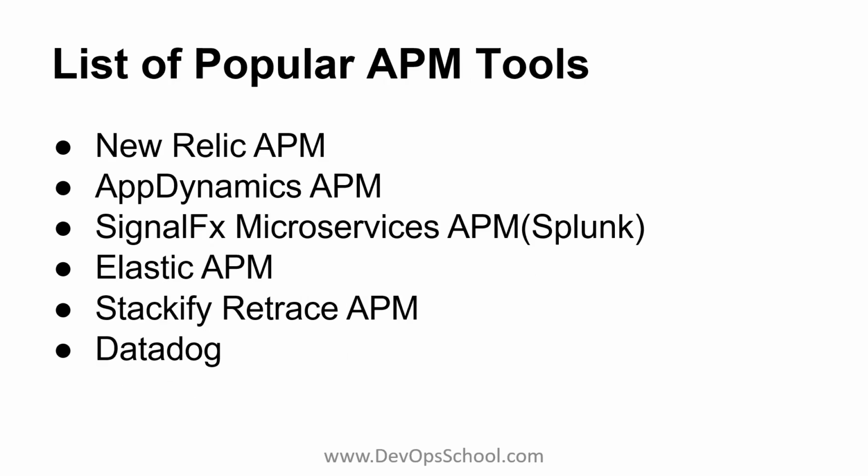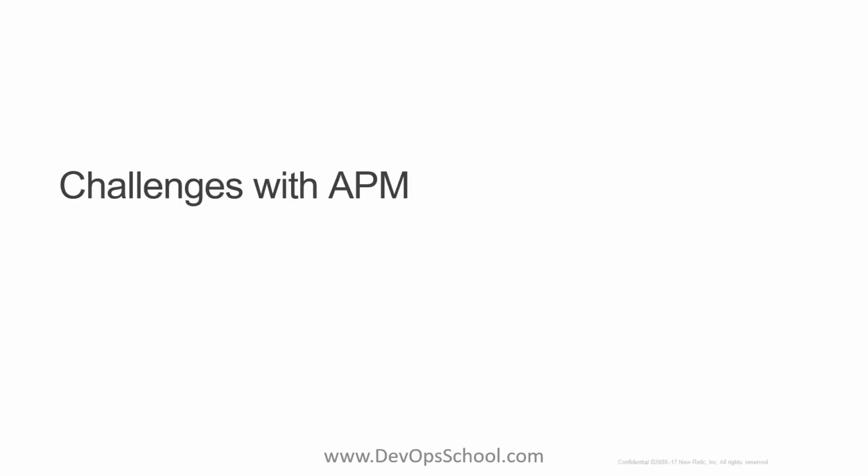So with that, this is the list of popular APM tools we have in the market. New Relic APM, AppDynamics APM, Splunk APM, which earlier was called SignalFx and was acquired by Splunk, Elastic APM, Stackify Retrace, and Datadog. So these are the APM tools.